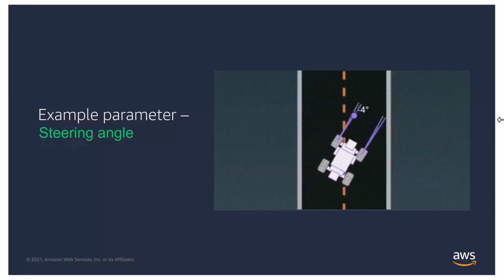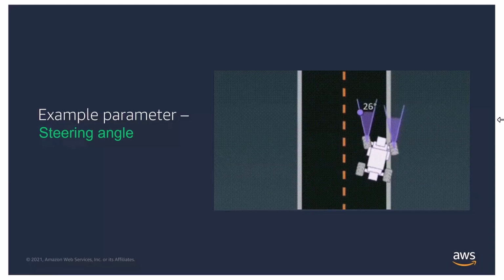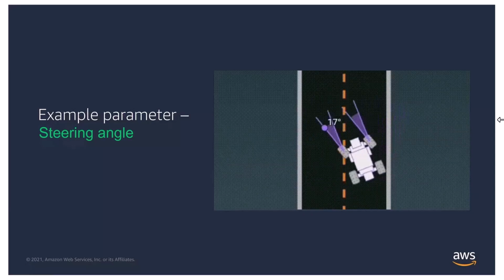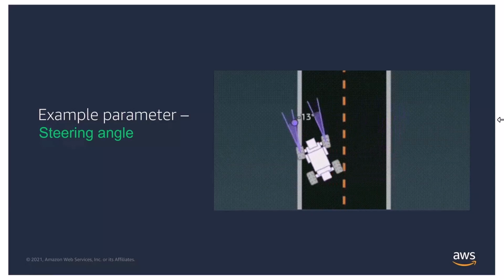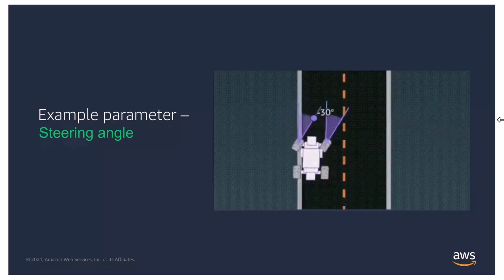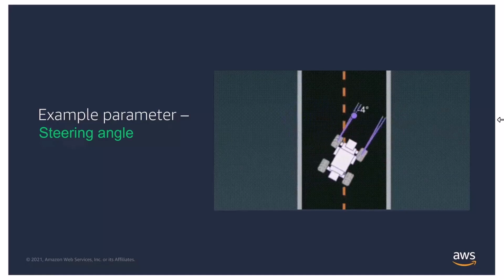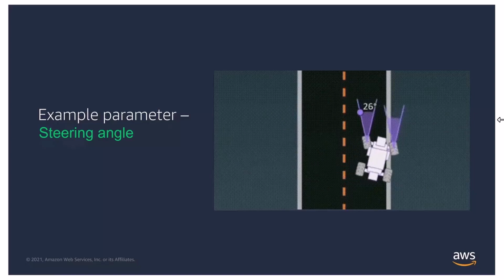The first parameter is steering angle, which defines the angle taken by the front wheel of the car. If your car is wobbling too much, you can use this parameter to limit the steering angle taken by the model.